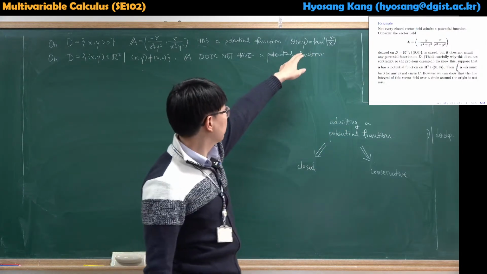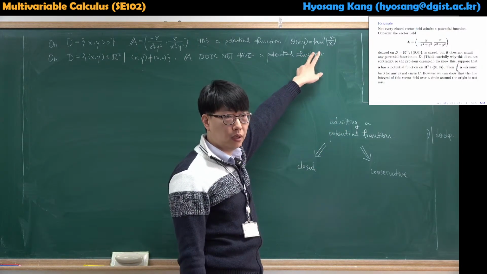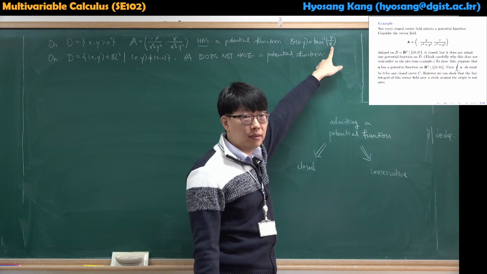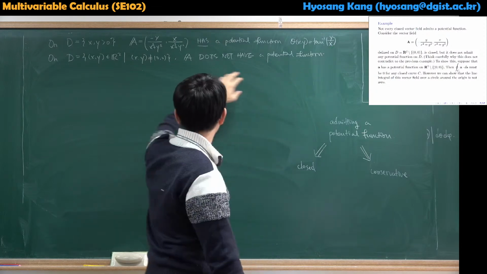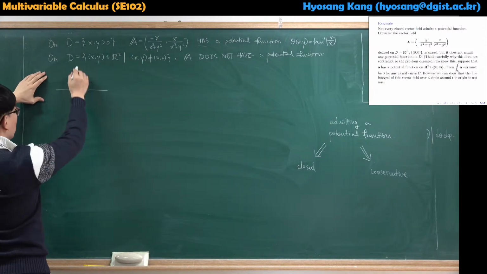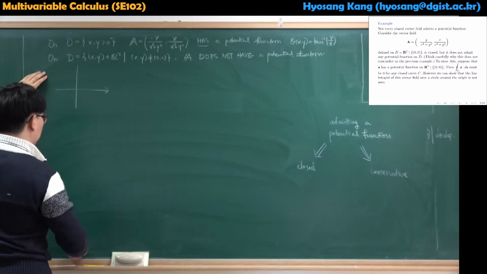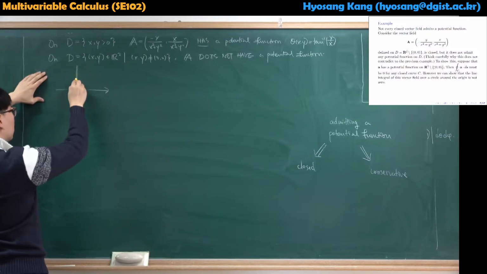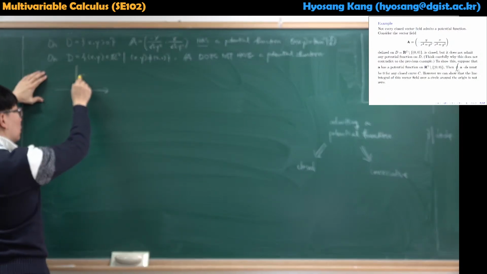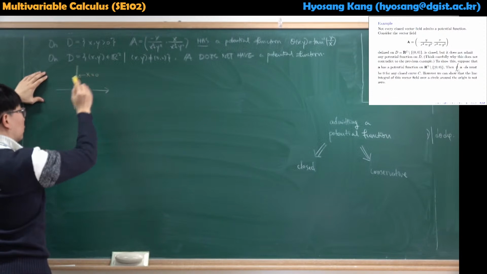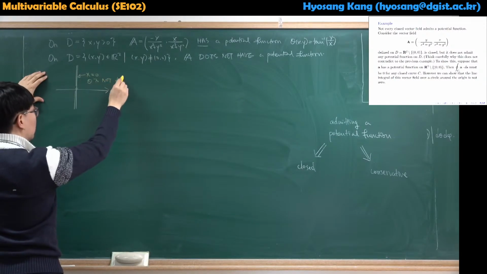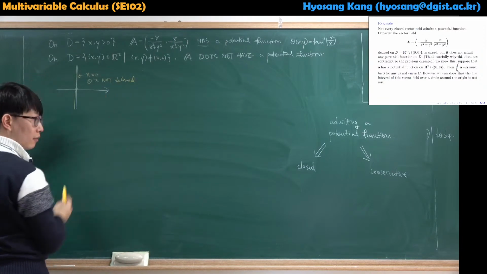First of all, this potential function doesn't work because it's not defined when x is 0, right? But our new domain contains a portion of the y-axis. So here, although it omits the origin, we have x equals 0. So theta is not defined.